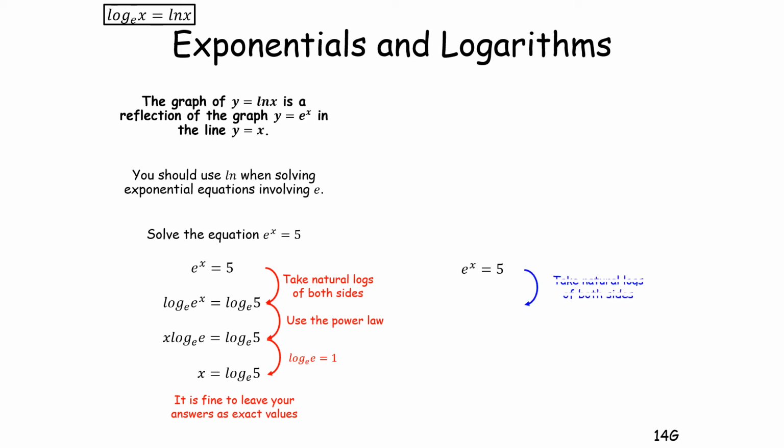So e to the x equals 5, we could take natural log on both sides. Rather than taking log to the base e, we could just take natural log. Now we said natural log and e will cancel out, so x equals ln 5, just like what you've got there. So it's another way of looking at this. Obviously this way, using natural log, would be an easier method to use.